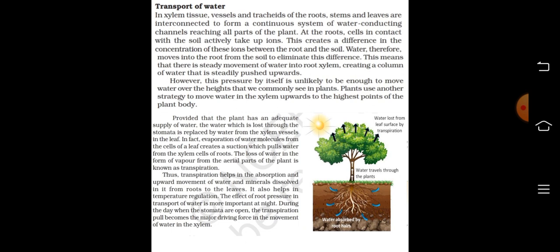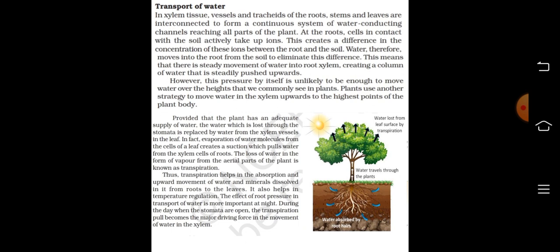At the roots, cells in contact with the soil actively take up ions. This creates a difference in the concentration of these ions between the root and the soil. Water therefore moves into the root from the soil to eliminate this difference. This means that there is steady movement of water into root xylem, creating a column of water that is steadily pushed upwards.